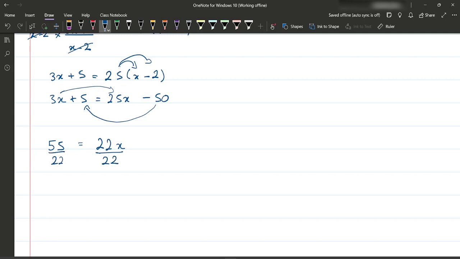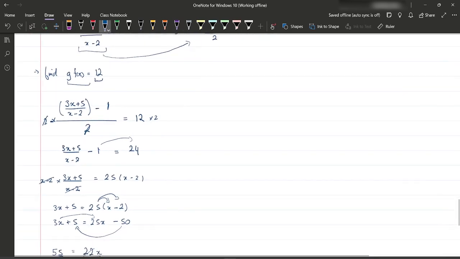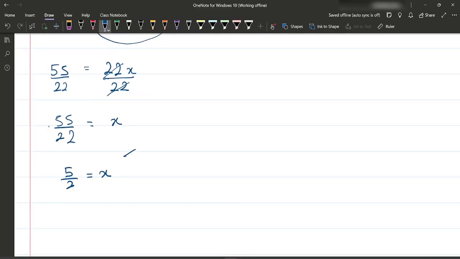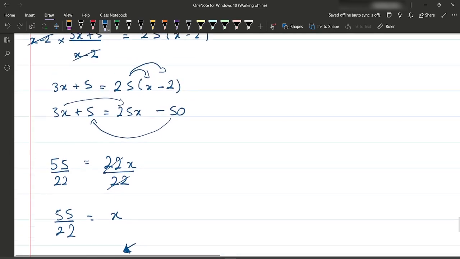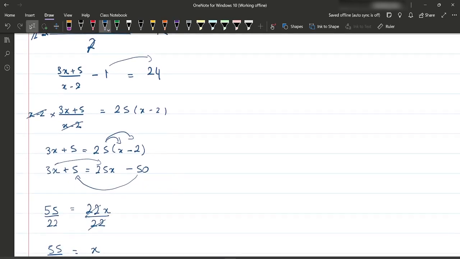Okay, so when I divide on both sides, just so I isolate the variable, this will give me 55 over 22 equals x. Now you can simplify this using your calculator, and this will give you 5 over 2 equals x. Obviously you don't have to show every single step that I've shown here, but just so you understand, this is how you would find your x value, and I hope this is correct.